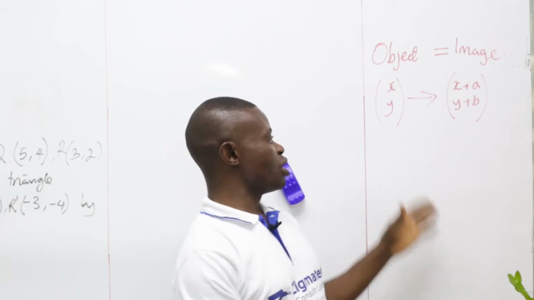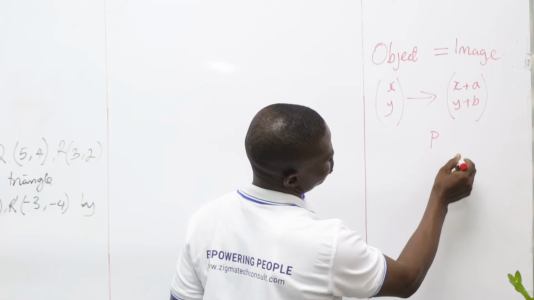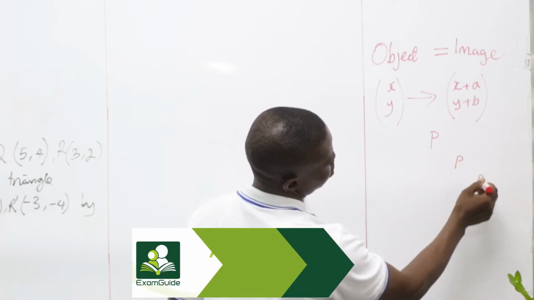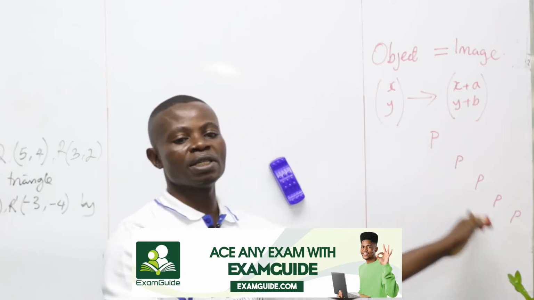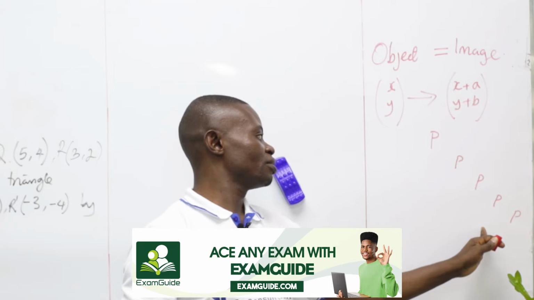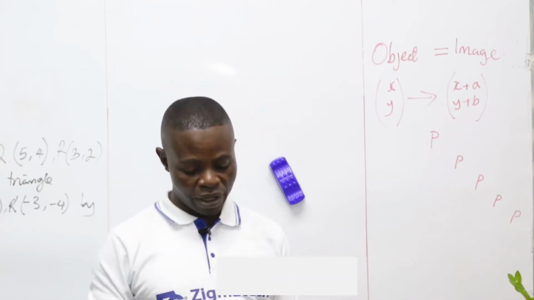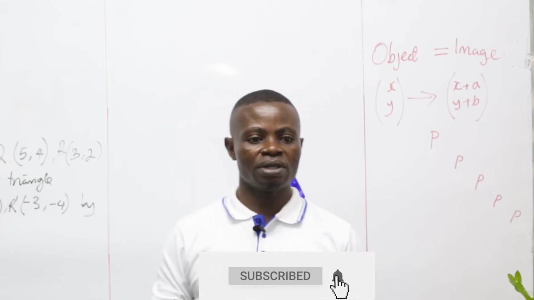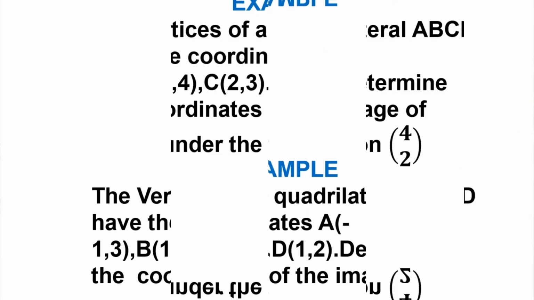Translation, just a movement in a straight line. Look at this, this is P, it moves, continues to go that way. Can you see it? Movement in a straight line. This is the practical aspect of it, or trying to know it in real life so that you understand properly what translation is. Let's look at a question.